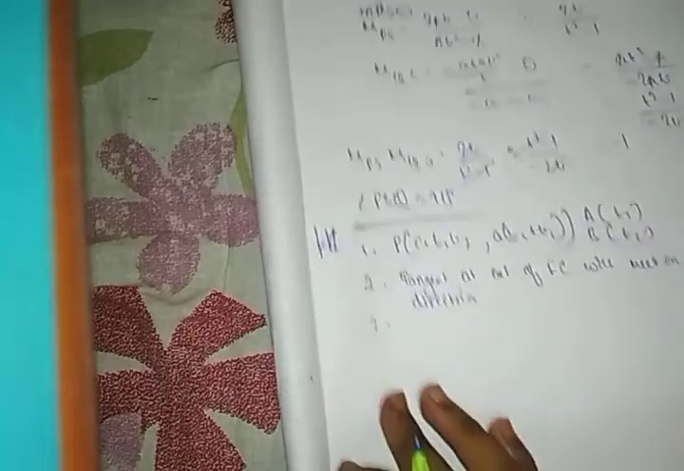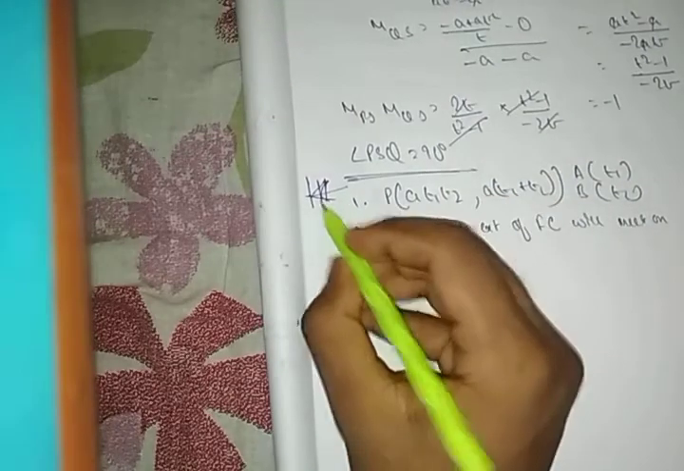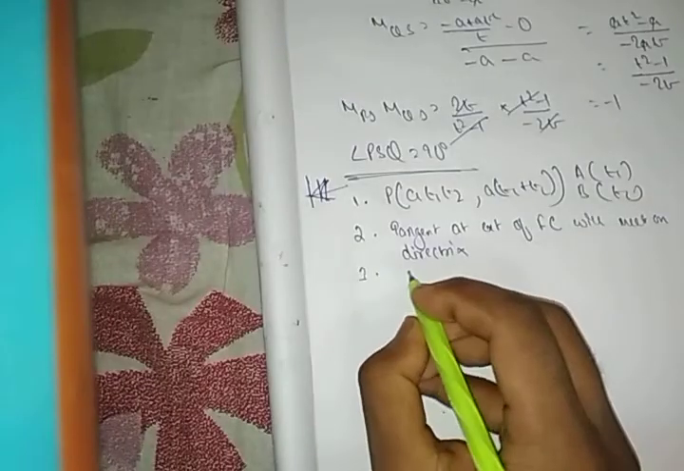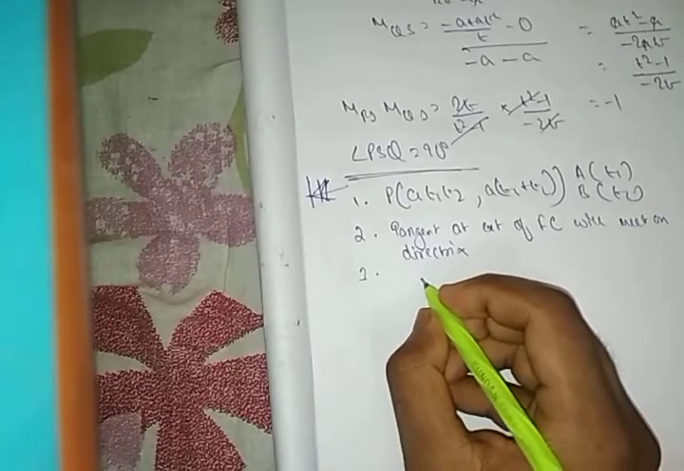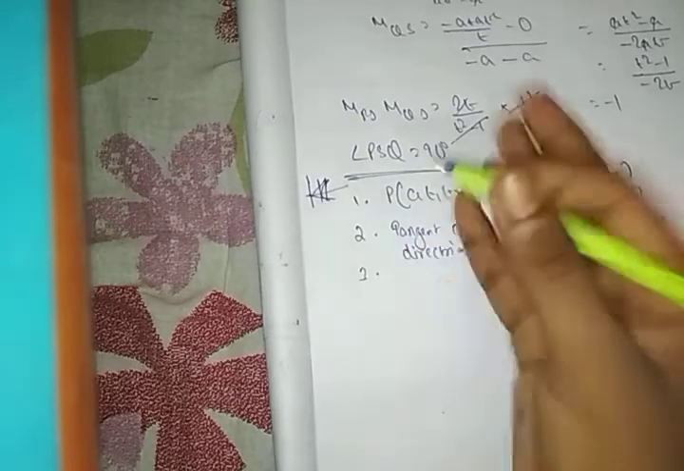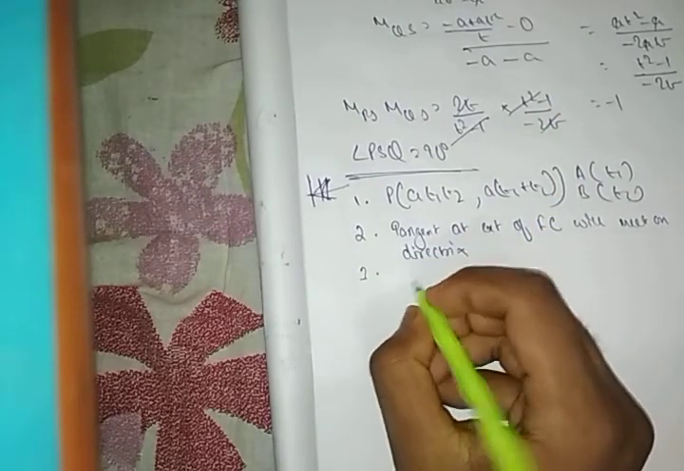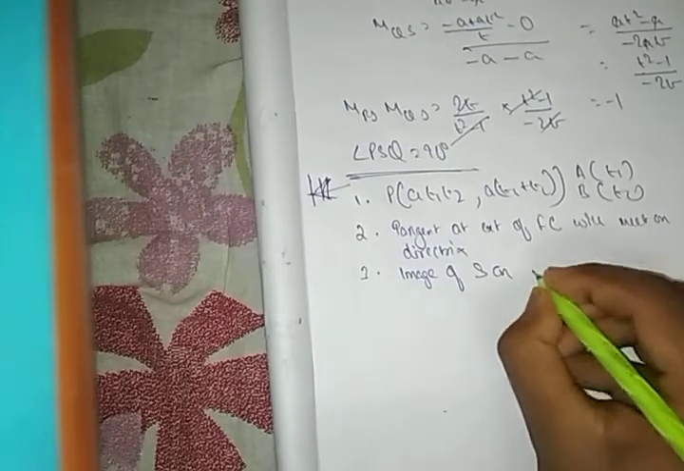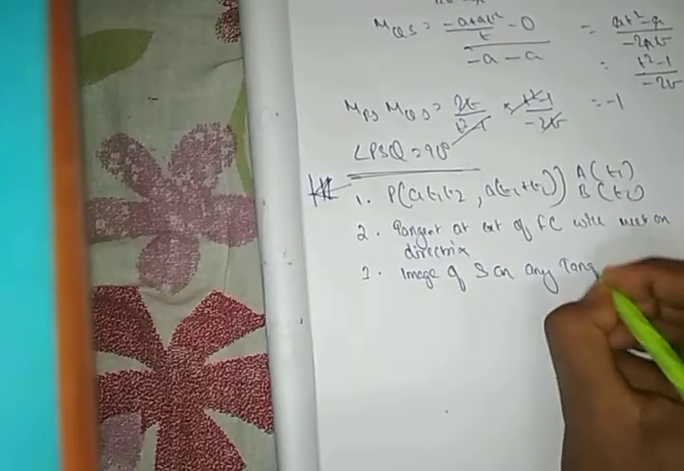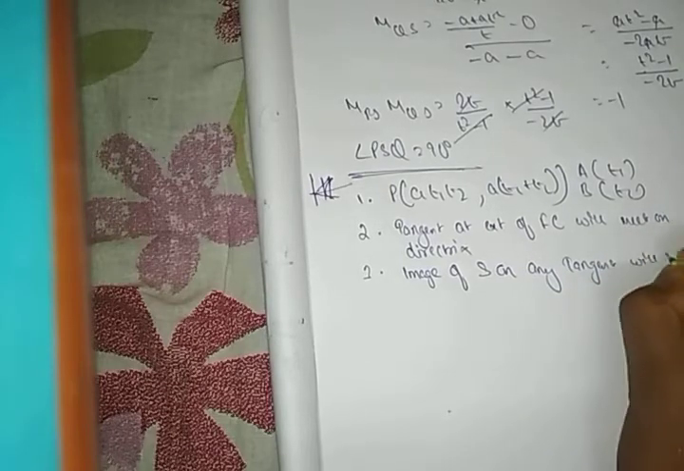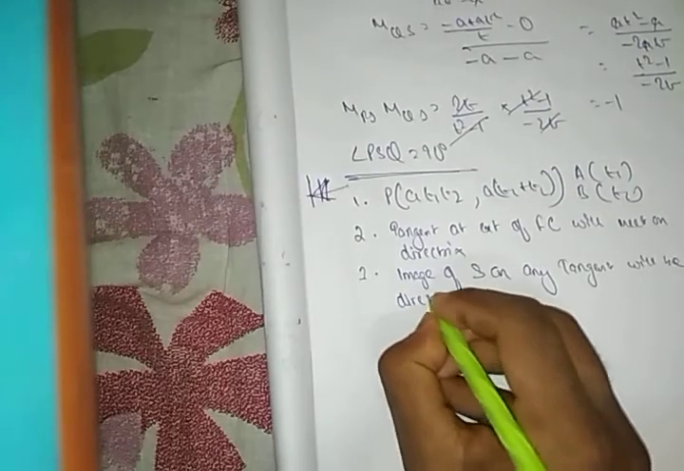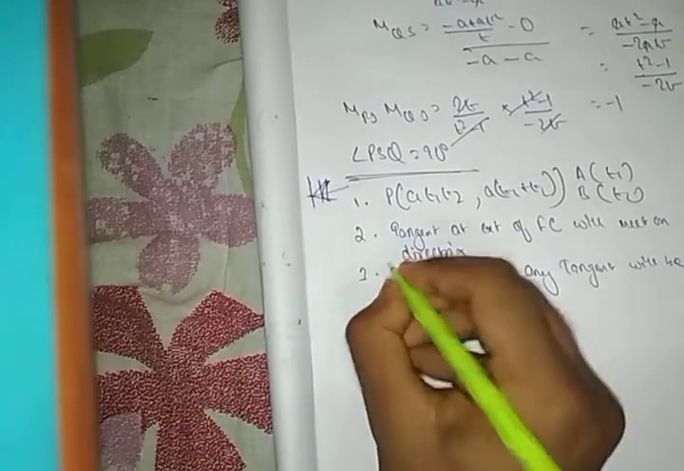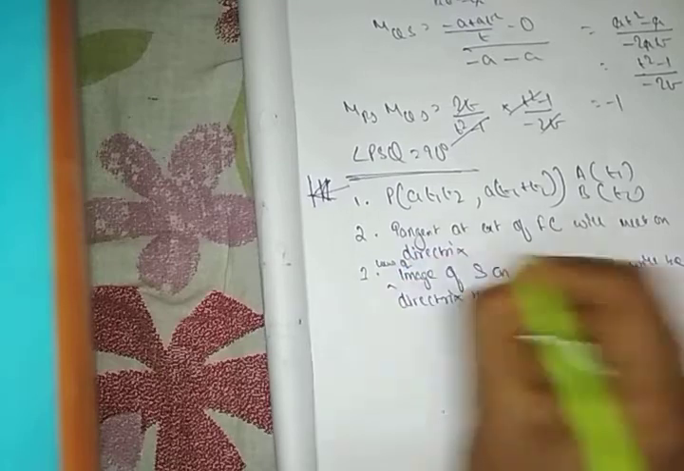And the third property says that if you take the image of the focus S on any tangent, then it will be on the directrix. The locus of the image of S on any tangent will be the directrix itself. Okay, let me write locus of image.